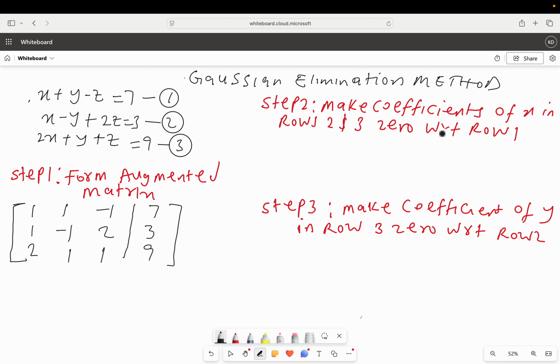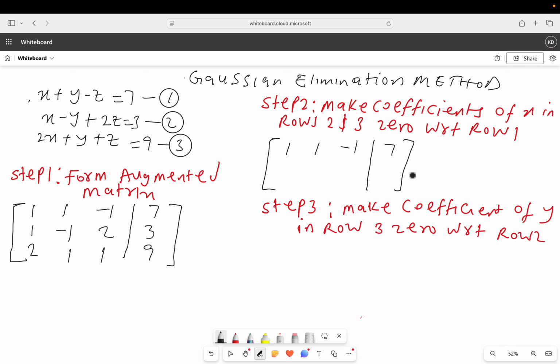So the second step is to make the coefficient of x in row 2 and row 3 to be 0. That is, I want to make this 1 to be 0 and this 2 to be 0 with respect to row 1. So my row 1 will remain the same. So I will have 1, 1, minus 1, and 7. So this one will remain the same.